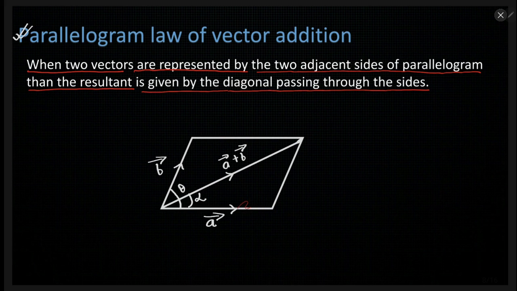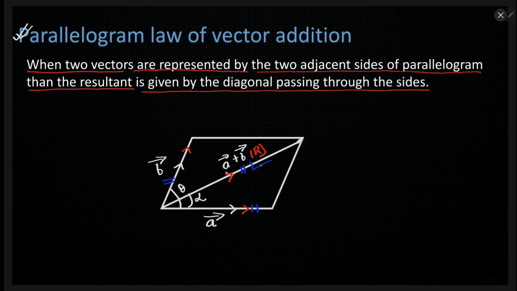This is vector A, this is vector B, and this is their resultant vector A plus B. Let's call it R. So let's have a look at the statement. When two vectors are represented by the two adjacent sides of a parallelogram, so these are the adjacent sides of the parallelogram, then the resultant is given by the diagonal passing through the sides, and this is the diagonal passing through the sides.